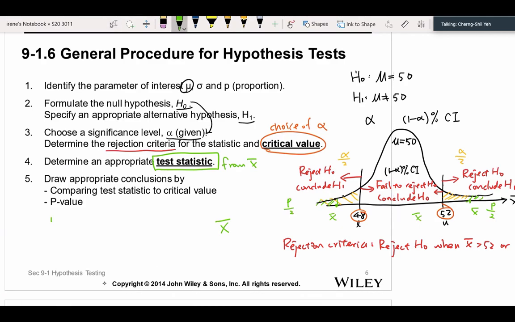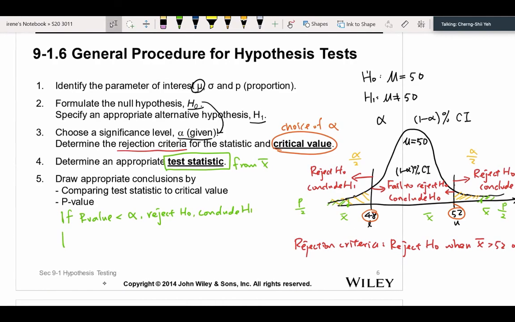Okay, I'm going to write it here. In my current case, my p-value is less than alpha. That means my sample test statistic is located outside the confidence interval. If that's the case, we reject the null hypothesis. Conclude my alternative hypothesis.